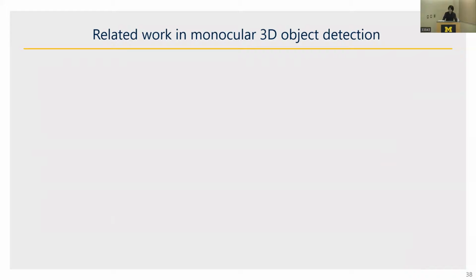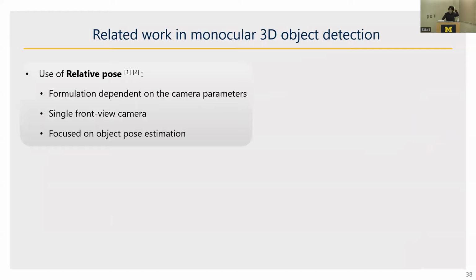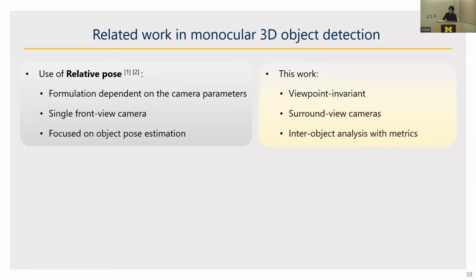Actually, there is some previous work in the literature that shares a similar idea. For example, some work already uses the idea of relative pose in their method. However, their formulation is dependent on the camera parameters. In comparison, our formulation is viewpoint invariant. Their method only works for a single front view camera, and they focus on the individual object pose estimation and only use the relative pose as an approach to improve it. In comparison, our method works for surround view cameras, and we not only focus on the individual poses, but also the inter-object estimations, and we propose specific metrics to analyze them.